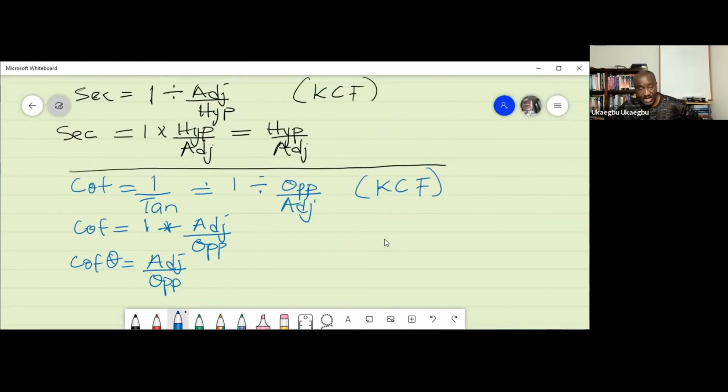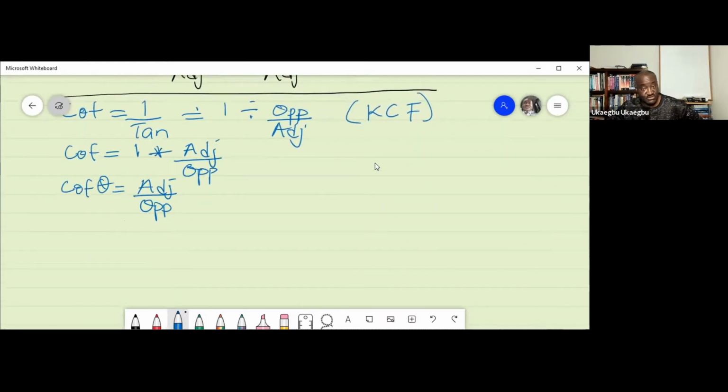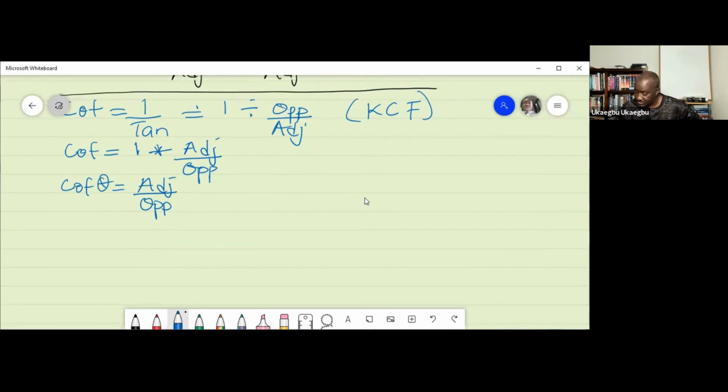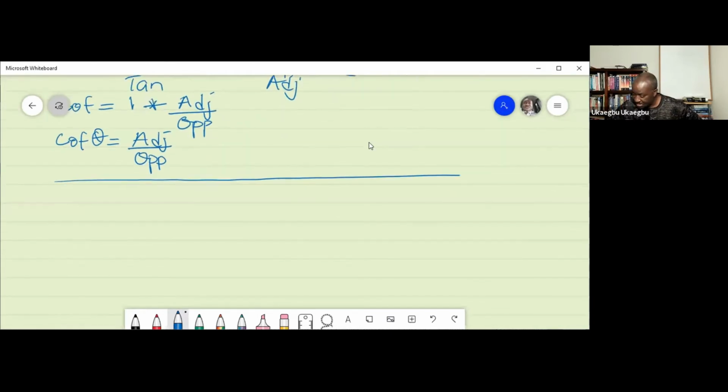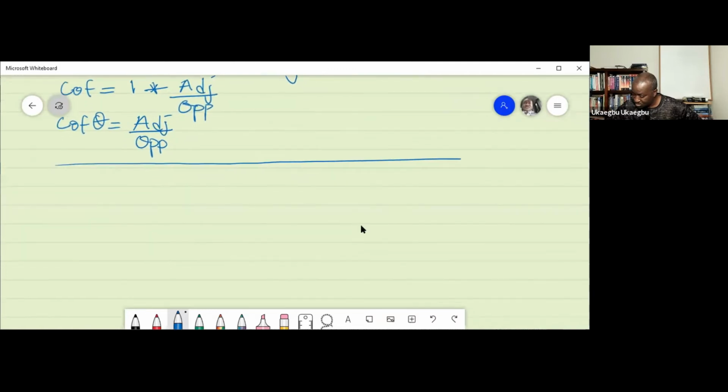Okay, so now we are going to be using both the SOHCAHTOA and the other trig ratios to solve problems. Here's the first problem we are going to solve.